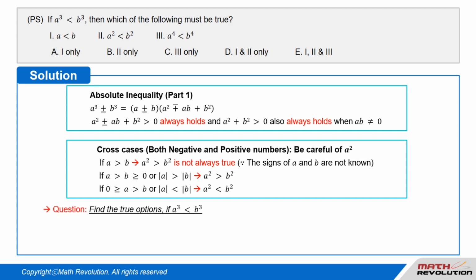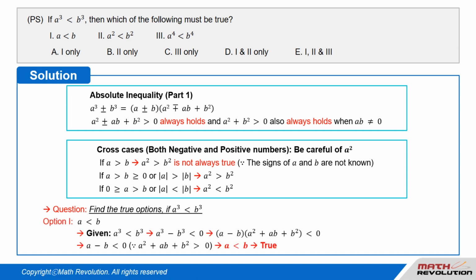We are required to find the options that are true if a cube is smaller than b cube. Option 1. A is smaller than b. We can write the inequality a cube is smaller than b cube as a cube minus b cube is smaller than 0. Now, a cube minus b cube equals whole of a minus b times whole of a squared plus a times b plus b squared.